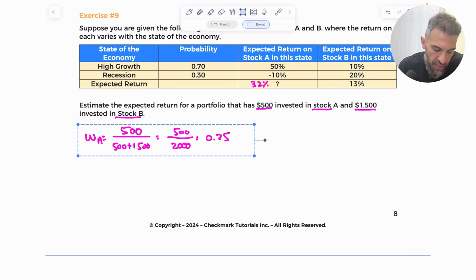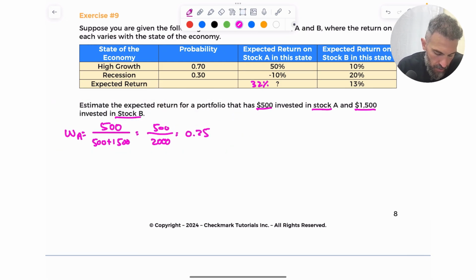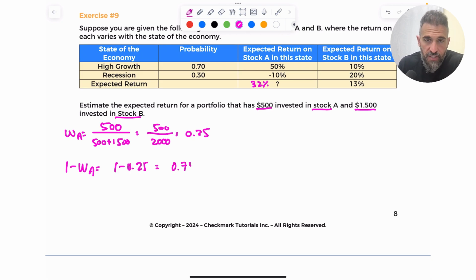For the weight of B, given that you only have two assets, you can just do 1 minus weight A. So if you have 25% of your money invested in A, it means you have 75% of your money invested in B. You can also do it the same way, where you take 1,500 divided by 2,000, you get the same answer.